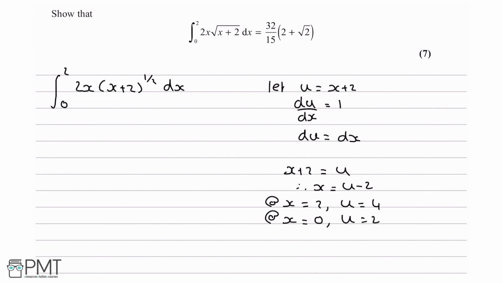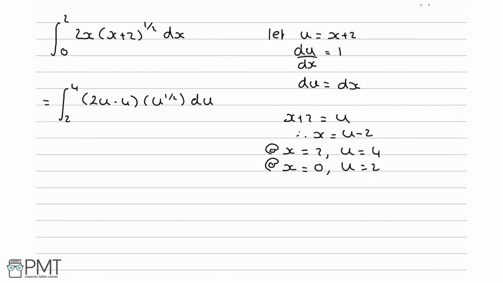So what I'm going to do now is plug in all what we've done. I'm going to say the integral, so the bottom limit is 2 and the top limit is 4. 2x is 2 times u minus 2, so it's going to be 2u minus 4, times x plus 2 to the half. Well, x plus 2 is u, so it's going to be u to the half. And then it's going to be du, like this.